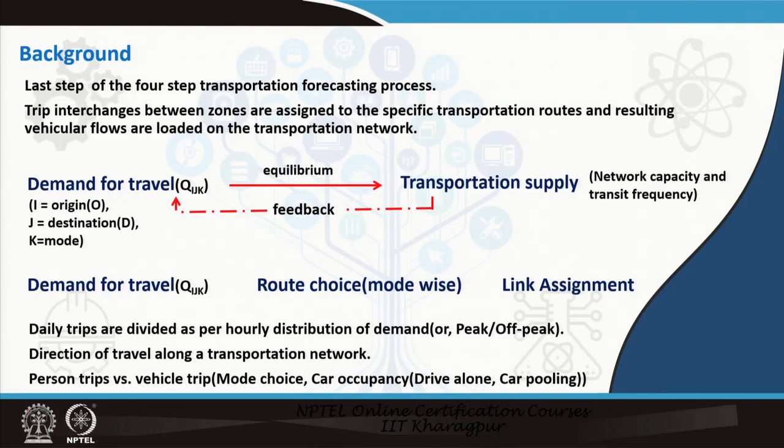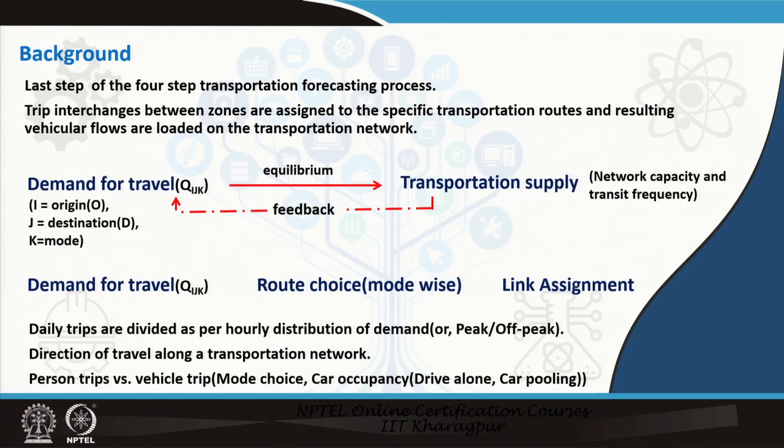So looking at the 4-stage transportation model that we have been discussing in our earlier lectures, traffic assignment is the last step of the 4-step transportation forecasting process. In this particular step, trip interchanges between the zones are assigned to specific transportation routes, and as a result, vehicular flows are generated, and eventually loaded onto the transportation network. So basically we have trip interchange volumes, then transportation routes, and finally vehicular flows which should be loaded to a particular transportation network.